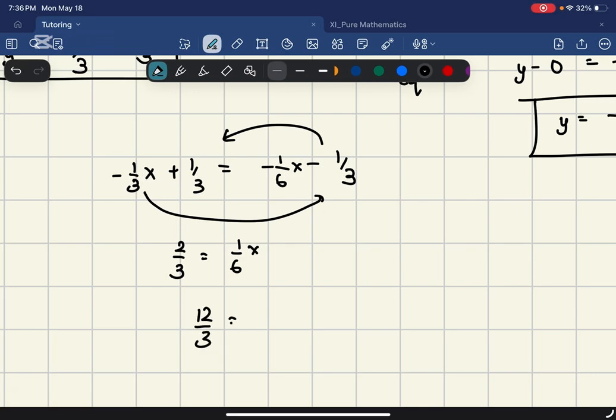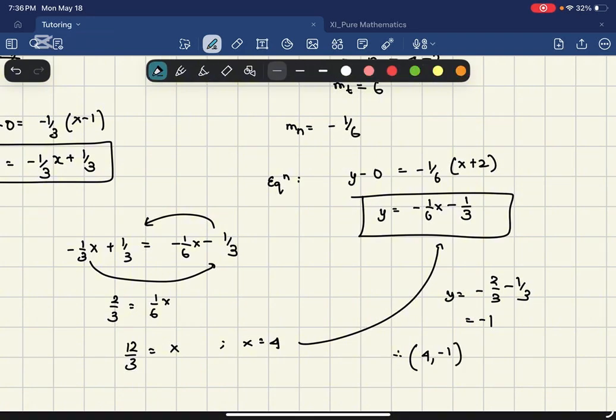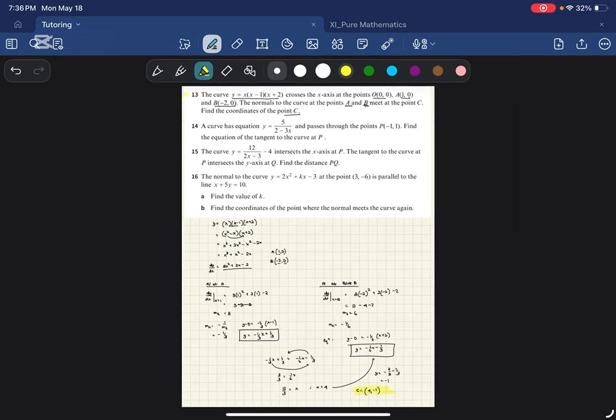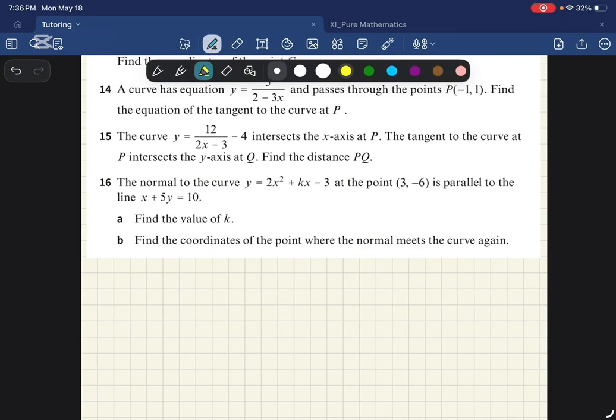12 over 3 is going to be x, therefore x is equal to 4. And if I substitute 4 here, y is going to be negative 4 over 6 minus 1 over 3. So negative 2 over 3 minus 1 over 3 is negative 1. So therefore, you are going to get the point (4, -1). That is going to be the coordinates of the point C. I know I did things a bit quickly, but I think you should be able to understand it. That is going to be the solution. All right. That took shorter than I expected.